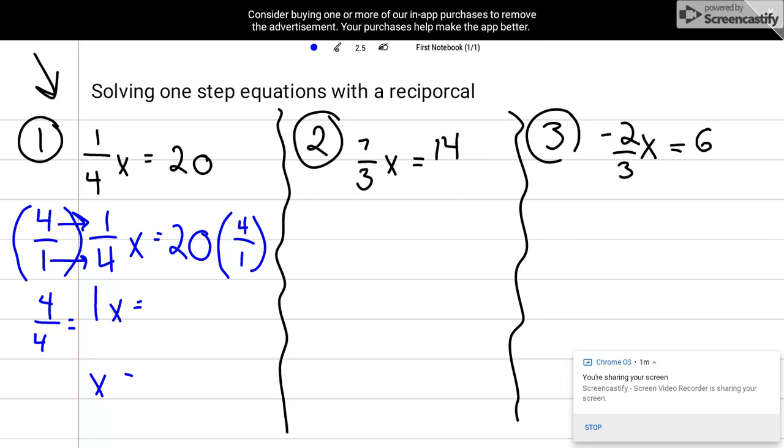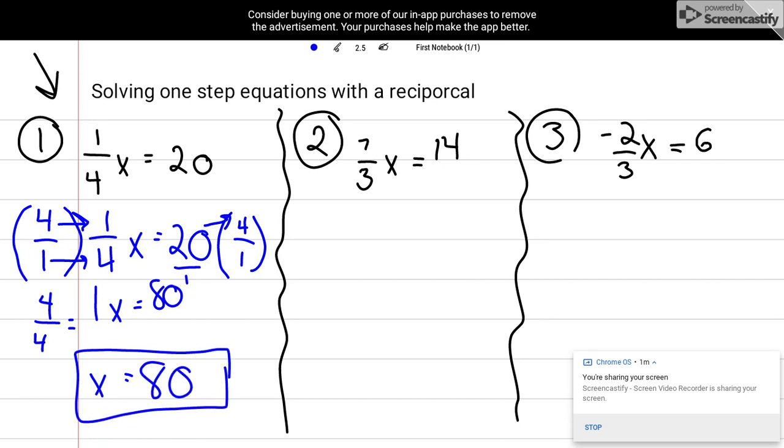It does not matter. So 20 is a whole number. We know that it is over 1. 20 times 4 is going to give me 80. 1 times 1 will give me 1. So my answer here is x equals 80. So if I were to take 80 and multiply it by 1/4, I would get back to 20. Let's look at number 2.